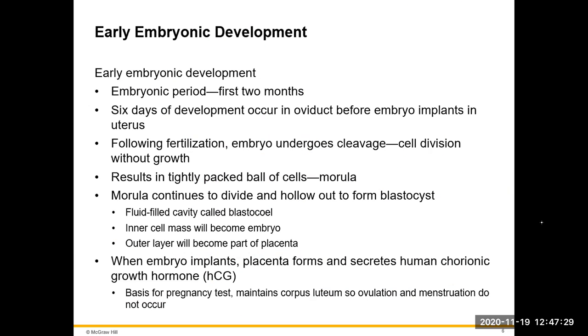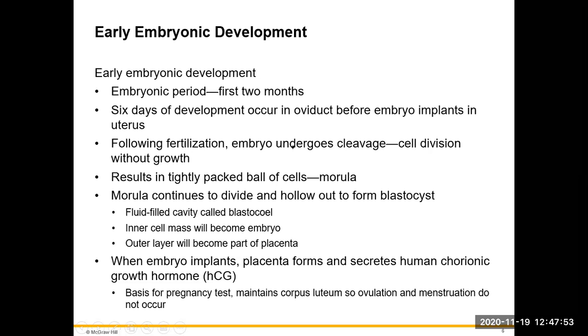Early embryonic development. When you say embryonic period, we are actually talking about the first 2 months, that means the first 60 days. The first 6 days of embryonic development occur in the oviduct before the embryo implants in the uterus.